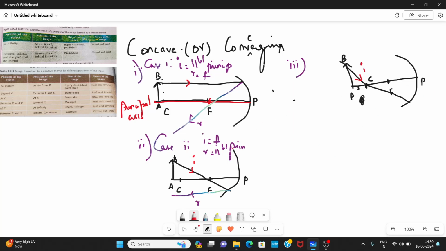So the reflected light will retrace the path, which means this is my reflected ray. The path where it hits the mirror surface, through the same path it gets reflected back. So in this case, your incident light and the reflected light all pass through the center of curvature. If your incident light passes through the center of curvature, the reflected light will also retrace the same path. This is case 4.